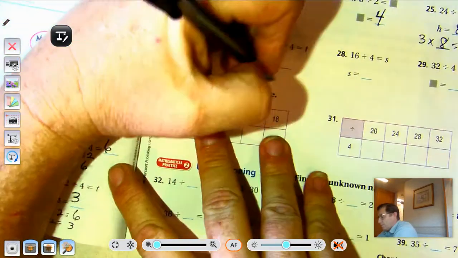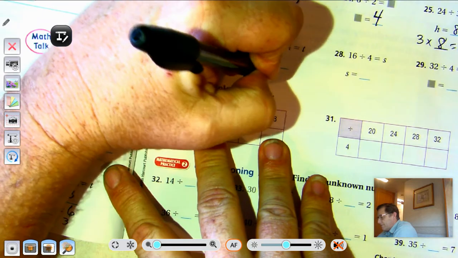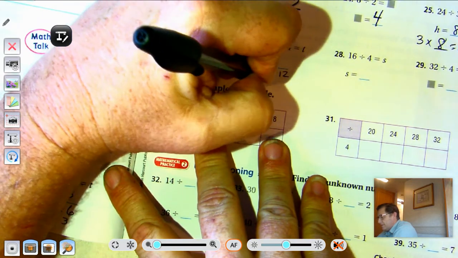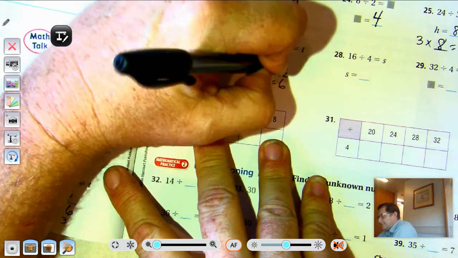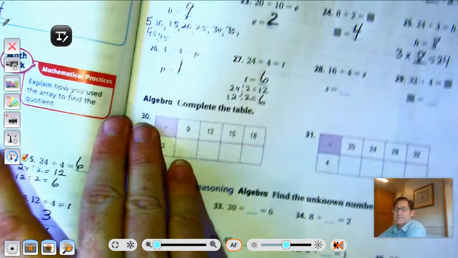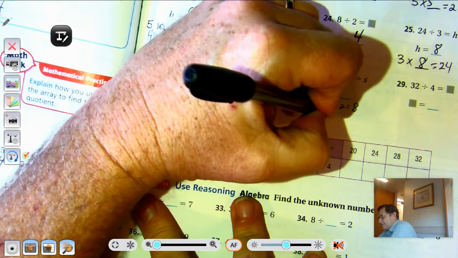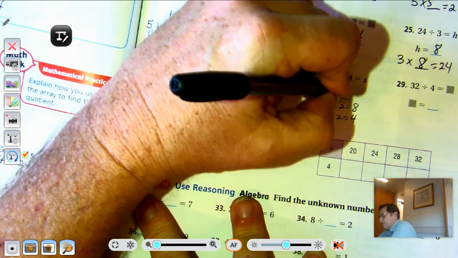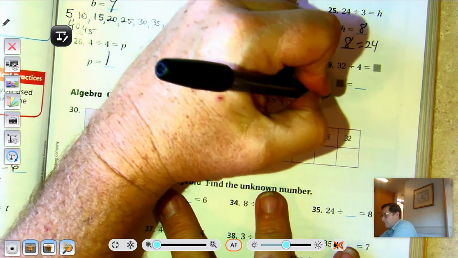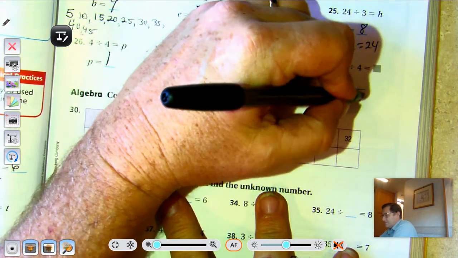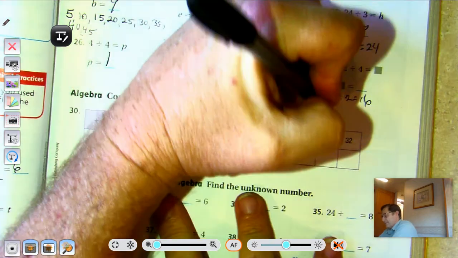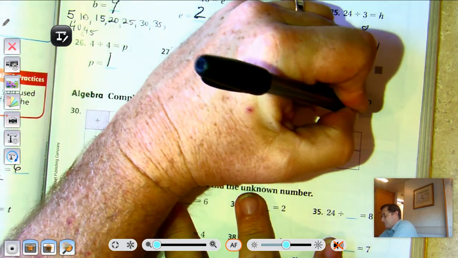24 divided by 4. Well, 24 divided by 2 is 12. And 12 divided by 2 is 6. 16 divided by 4. 16 divided by 2 is 8. 8 divided by 2 is 4. And 32 divided by 4. 32 divided by 2 is 16. And 16 divided by 2 is 8.